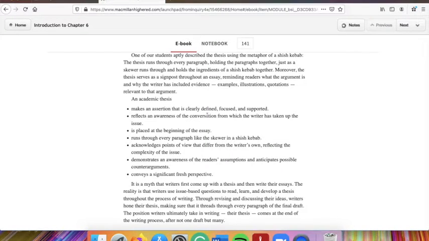Here I like that they say that you don't typically come up with your thesis and then write your essay. Your thesis usually comes along as it is developed throughout your process of writing. You're using issue based questions to read, to learn, and then you're developing your thesis through the process of writing, and then through revising and discussing your ideas, you eventually hone your thesis, and then you make sure it threads throughout every paragraph of your final draft.